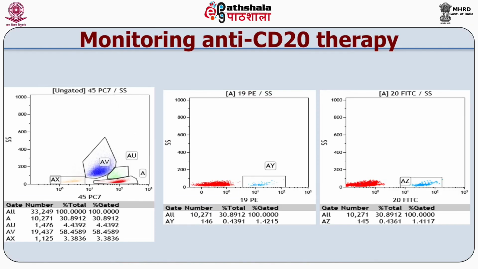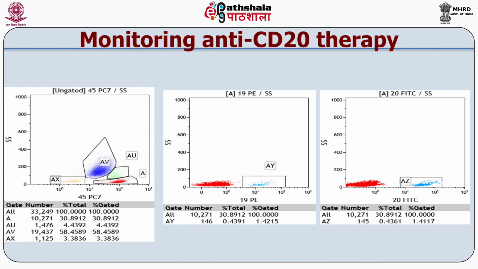Flow cytometry is also useful for monitoring treatment after anti-CD20 therapy. For example, anti-CD20 monoclonal antibody rituximab, which was developed as an immunotherapy for the treatment of B-cell lymphomas, targets CD20 antigen expressed on B cells and eliminates them. Now, the B-cell depletion with rituximab is being increasingly used in clinical transplantation and autoimmune disorders.